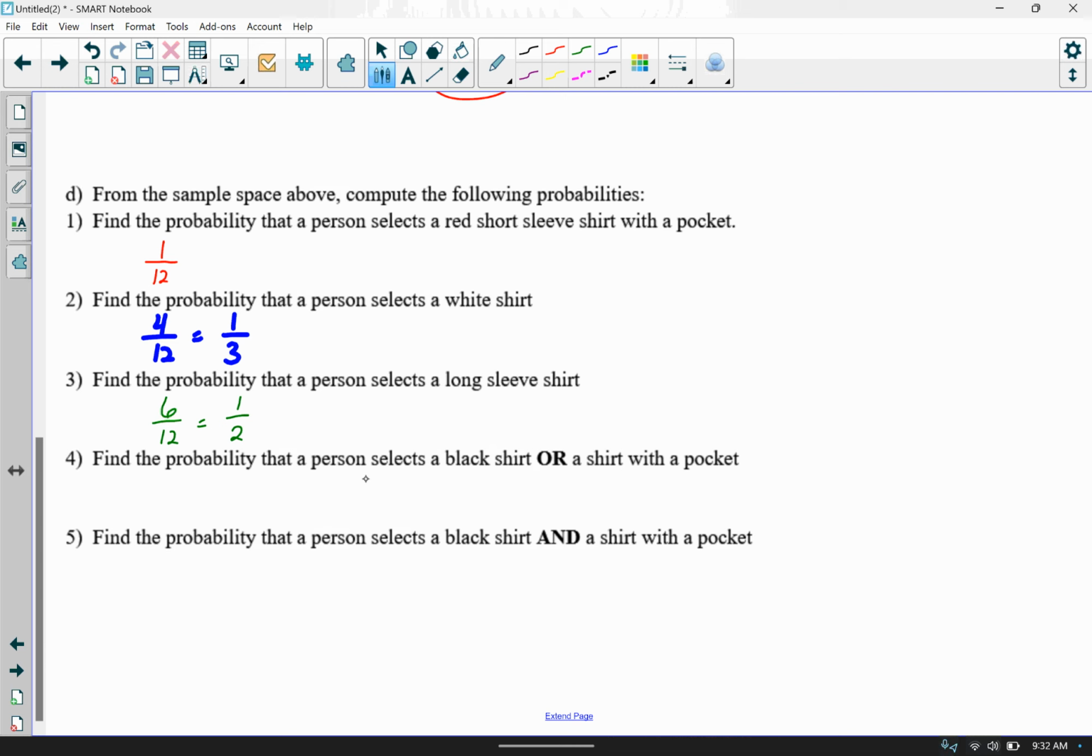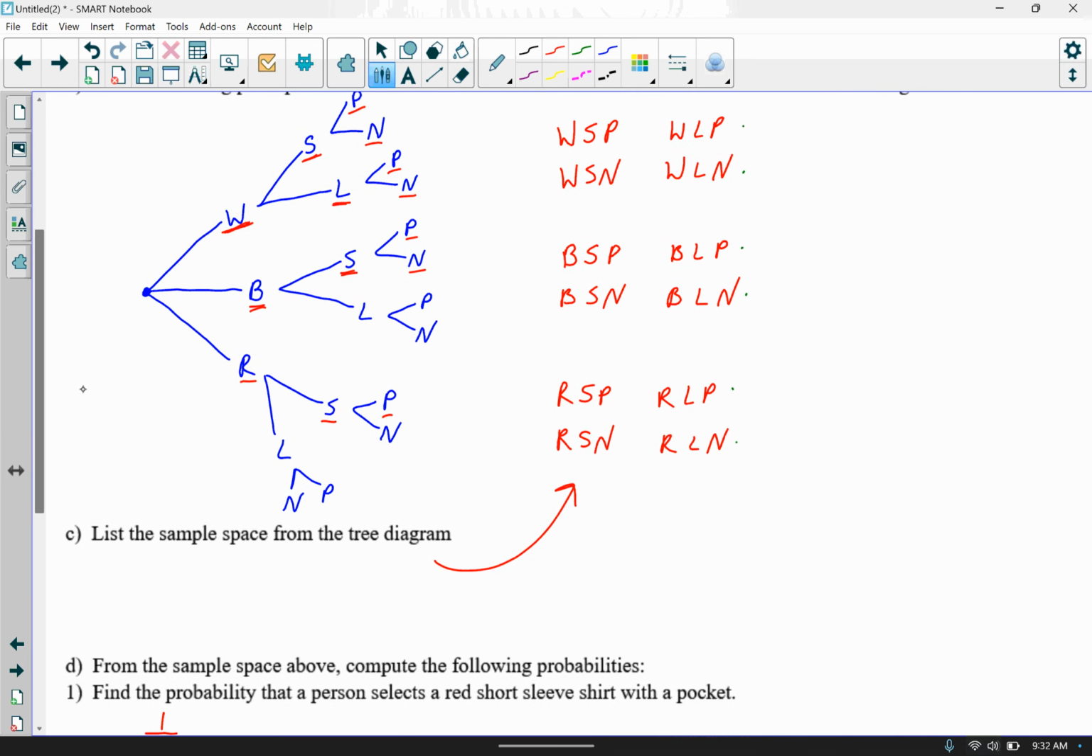All right, number 4, probability that a person selects a black shirt or a shirt with a pocket. All right, so or means you can have one or the other or both, you just don't double count. So I'll say that again. I have a black shirt or a shirt with a pocket. I can have one of these or the other, or perhaps both. I'm just not going to double count. So I'll come up here and demonstrate that. So as long as I have a black shirt, I'm going to come through, black shirt, put those in. Okay, so I've got those 2 and these 2, right?